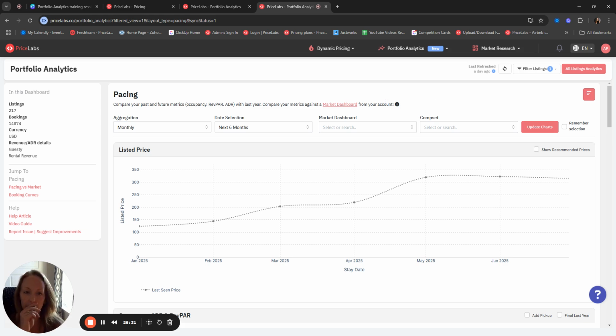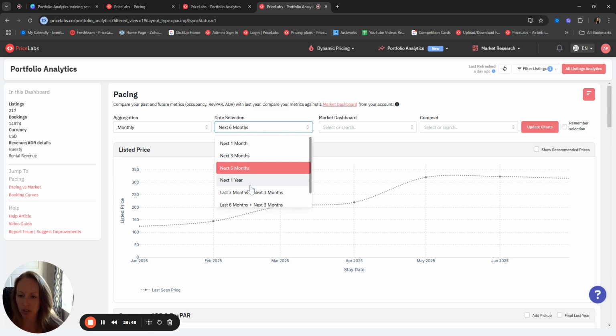So a couple options. These options are the same at the top as the other dashboard, but right here, you have these options for how you're looking at these pacing charts. Again, aggregate monthly, weekly, or daily. Date selection, so a lot of different date options, some cool ones like last 3 months compared to next 3 months. I'm going to select next 1 year.